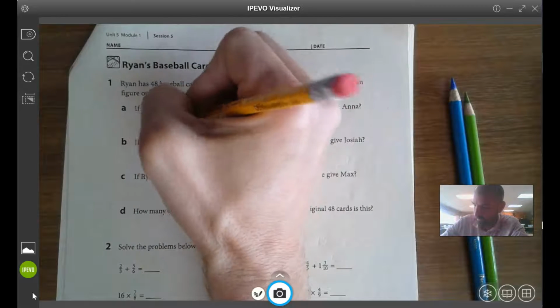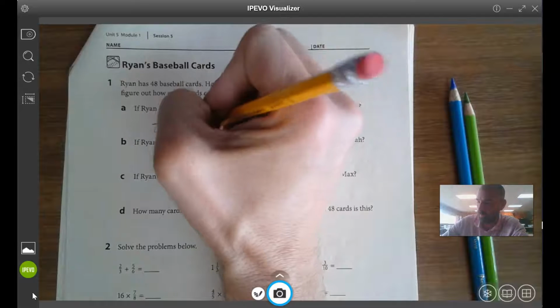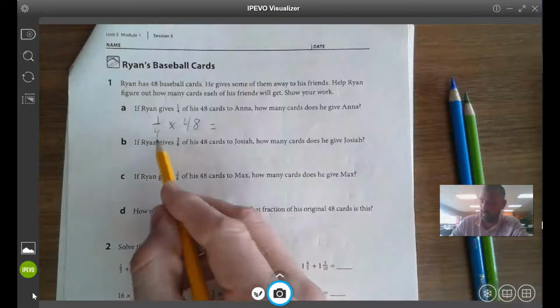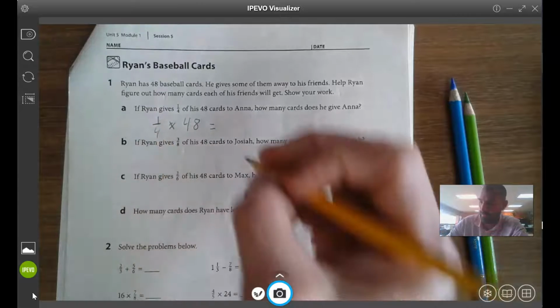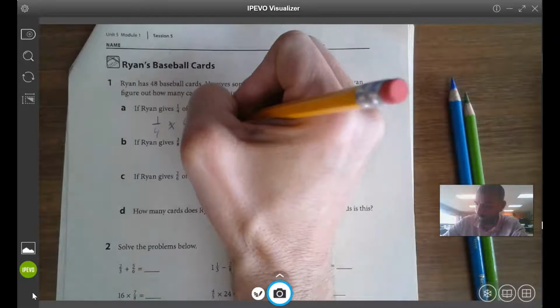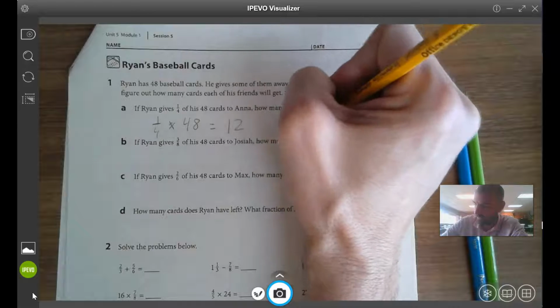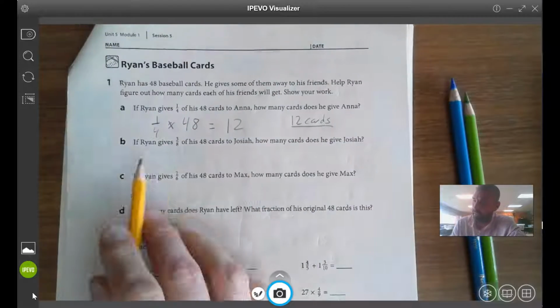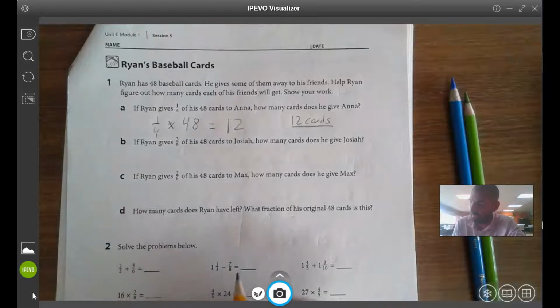So 1/4, does that show up? Okay. 1/4 of 48, or 1/4 times 48, there's a relationship between 4 and 48. I know that 4 times 12 is 48, so 1/4 of 48 is 12 cards. If Ryan gives 3/8 of his 48 cards to Josiah, how many cards does he give to Josiah?